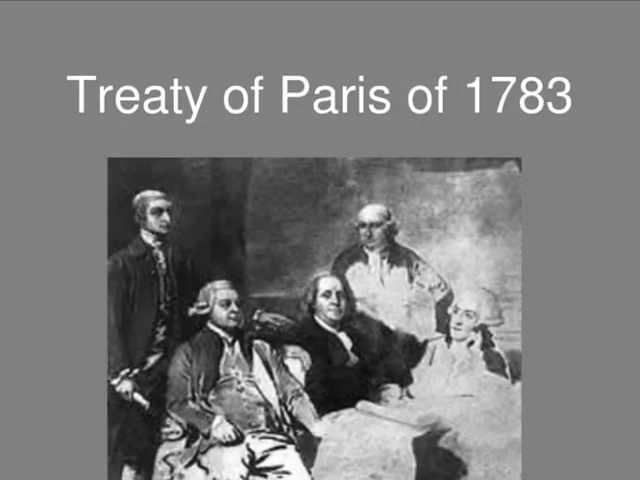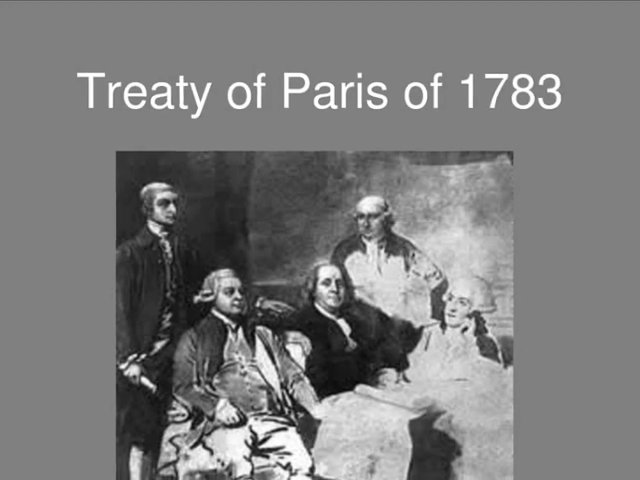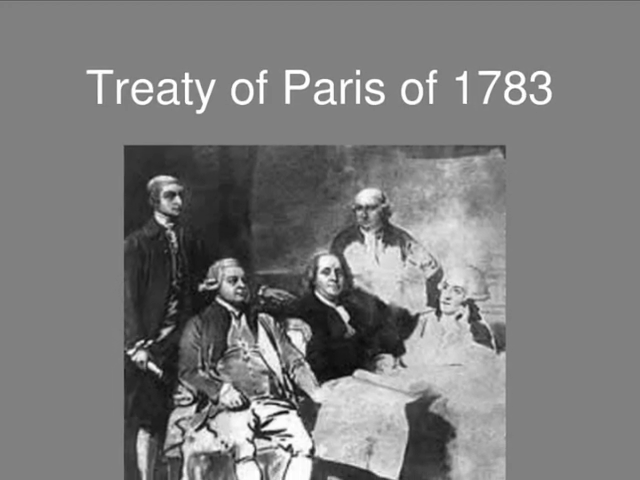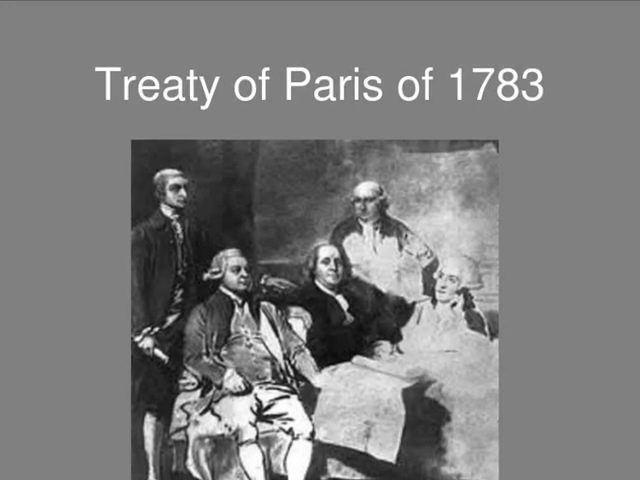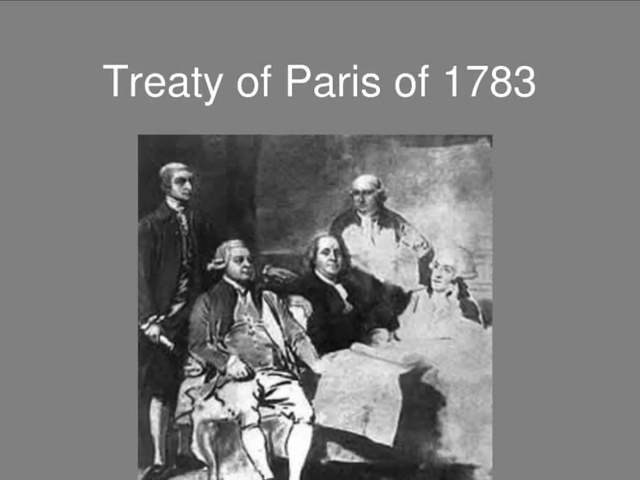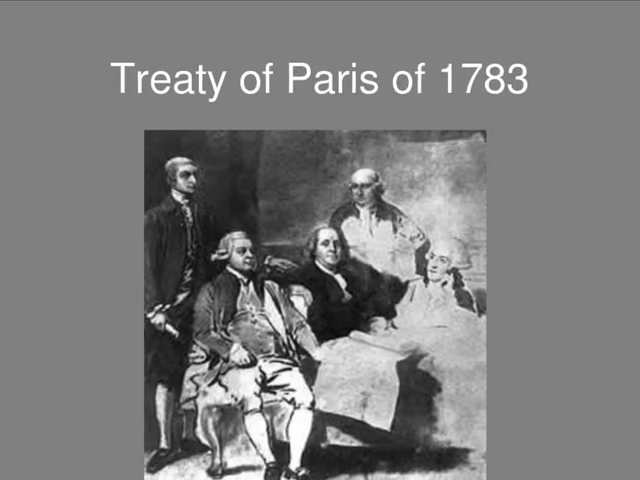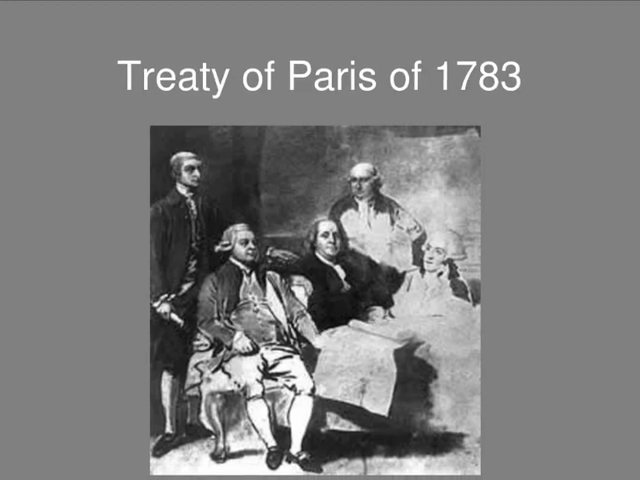Two years after the Battle of Yorktown, the Treaty of Paris was signed on September 3, 1783, formally ending the American Revolution. Britain acknowledged the 13 colonies to be free and independent states. Americans had won their freedom and had to now build their country.